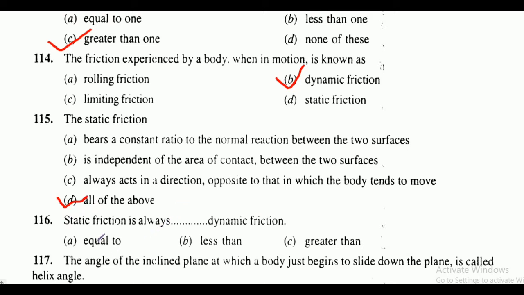Next, static friction is always dash dynamic friction. Here options are equal to, less than, and greater than, and here correct answer is option C, that is greater than.